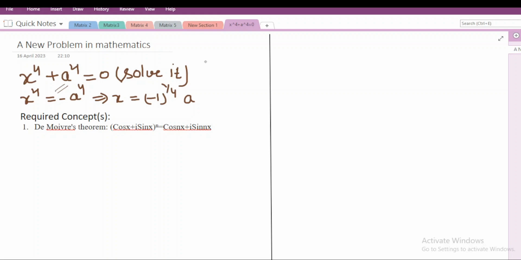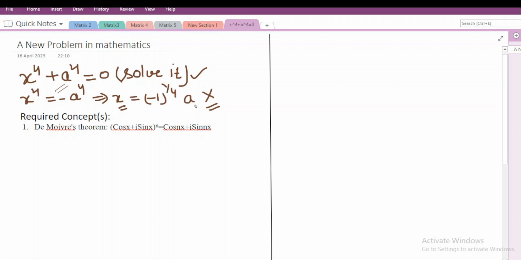Hello everyone. We again welcome you to our new mathematics problem, x to the power 4 plus a to the power 4 equals 0. Our main target is to solve this particular problem. When we try to solve it, we see that the value of x equals minus 1 to the power 1 by 4 into a, which is the wrong answer.